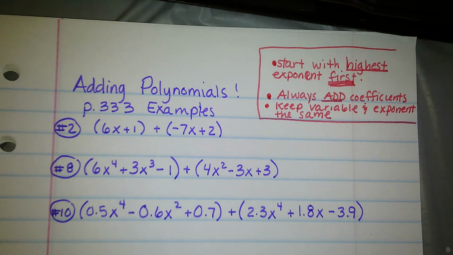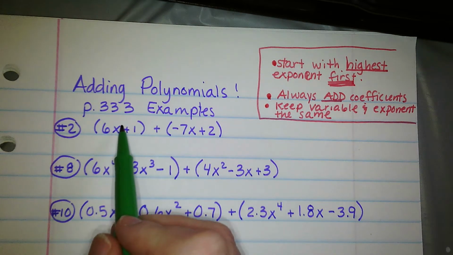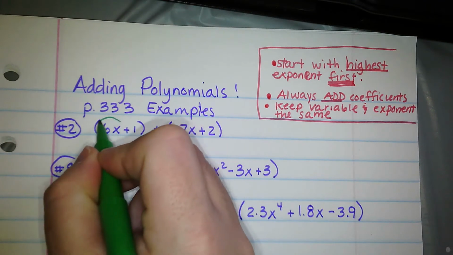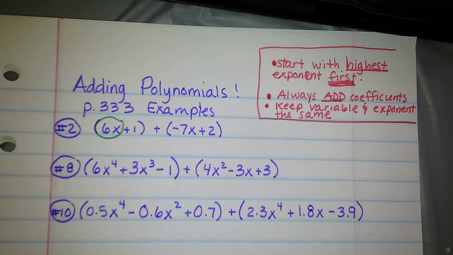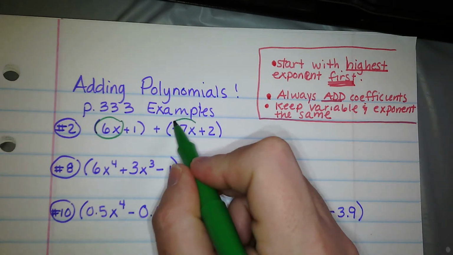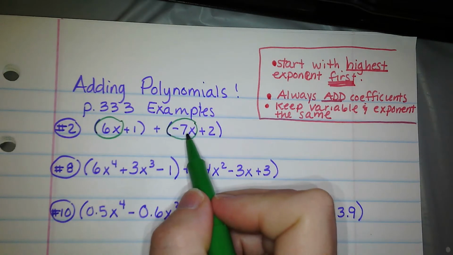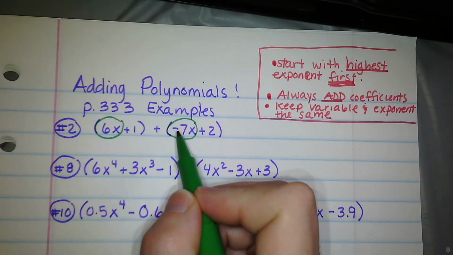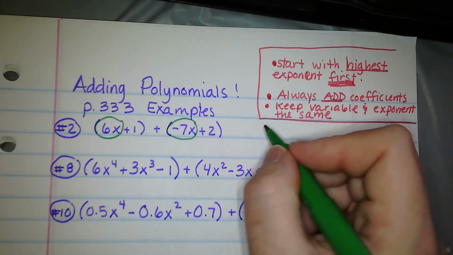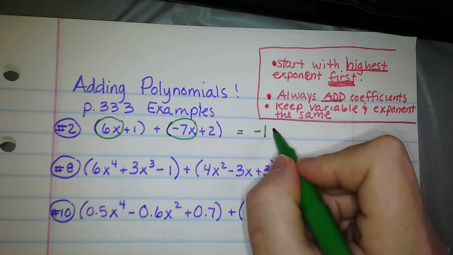So the first thing I want to do is scan this. And the highest exponent I see is just x to the first. There's no x squareds or anything like that. So I'm going to circle a positive 6x, and I'm going to circle its like term, negative 7x. And then I'm going to combine them. So I'm going to do 6 plus negative 7, and that's going to give me negative 1, and I keep the x the same.